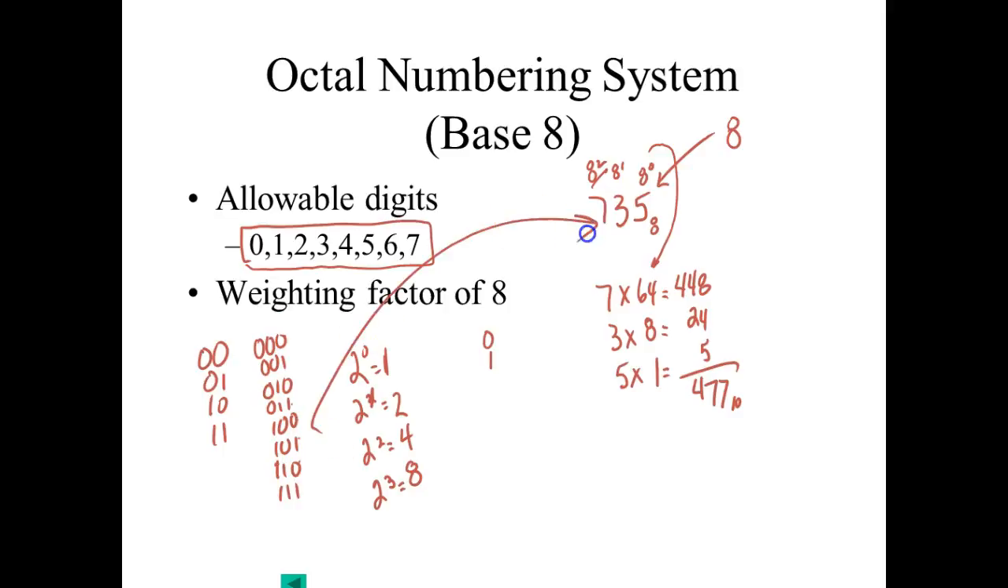How many combinations does each digit of octal have the ability to represent? 8. 3 digits of binary gives me 8 combinations. One digit of octal gives me 8 combinations. So let's write the decimal equivalent over here: 0, 1, 2, 3, 4, 5, 6, 7. What is this? A 7. What combination in binary represents a 7? 1, 1, 1. I'm going to write it down.